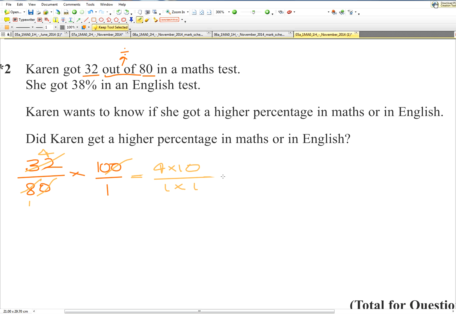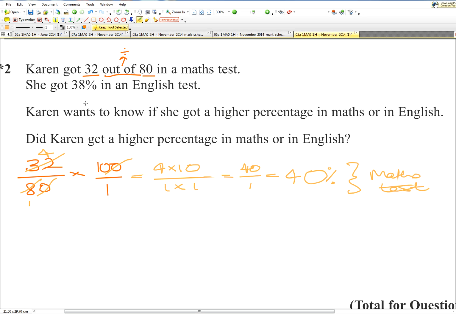Okay, folks, don't rush that all of a sudden. 1 times 1 could be quite a difficult question. Okay, 4 times 10 will give you 40. And 1 times 1 is 1. And 40 divided by 1 will give us 40%. So that is going to be for the maths test. Let's write that down, maths test.